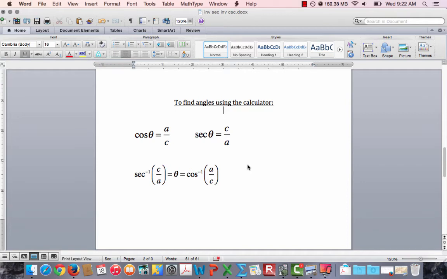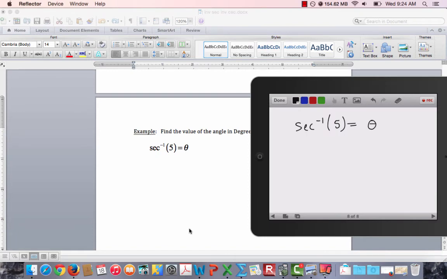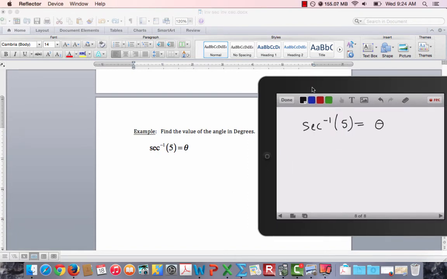We want to recall here that the cosine of an angle is equal to the ratio between two sides of a reference triangle, and the secant of the same angle is equal to the reciprocal of that ratio. So what we are reciprocating is the ratio between the sides on the triangle. Again, we are not reciprocating the angle. So let's look at this example here for just a moment. We're asked to find the value of the angle in degrees.